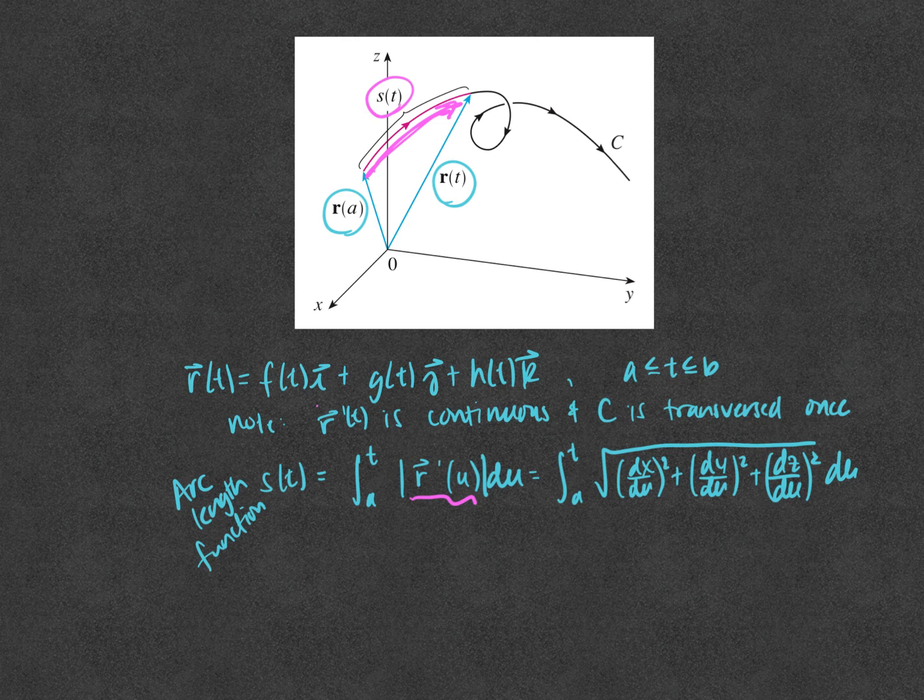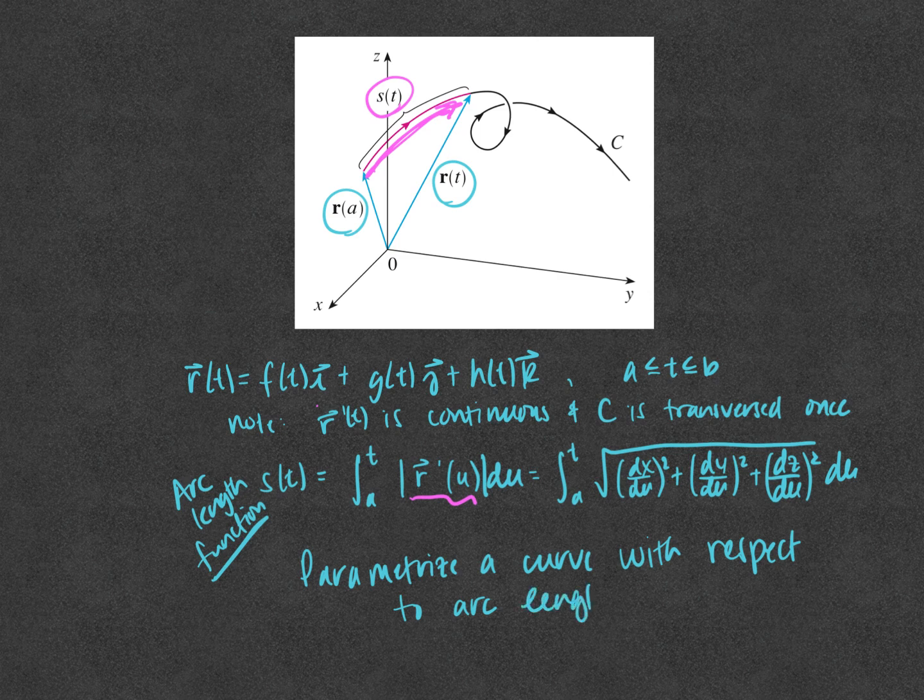So this arc length function is going to be important, and it's going to be used to help us parameterize a curve with respect to arc length. That's important here. So what we're going to do is take this piece of the curve that we have up here in our s of t, the small part of the curve, and put it back into parametric equations so we can put it back into vector r.